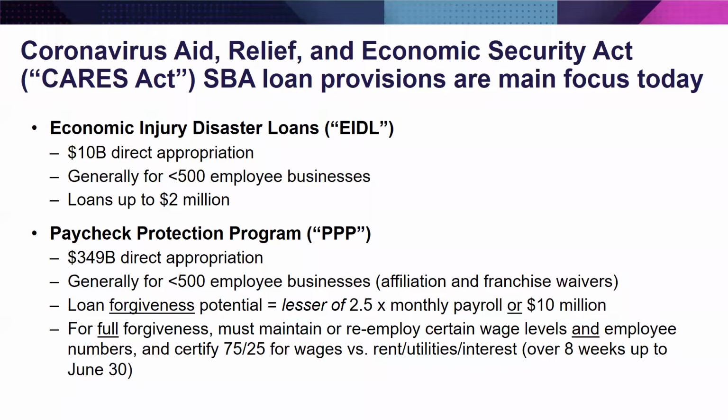The heart of the PPP is the loan forgiveness potential of those loans, and the maximum of the loan will be the lesser of 2.5 times one's average monthly payroll, or $10 million. And for full loan forgiveness, one must maintain or reemploy certain wage levels and certain employee numbers. And as guidelines are rolling out as recently as yesterday, there's some other strings attached, including an apportionment of what one spends that money on during an 8-week period, where we're learning it's going to be heavy toward wages, like 75%, and 25% on other, which is basically rent, utilities, and qualified interest, which Andrew will discuss.